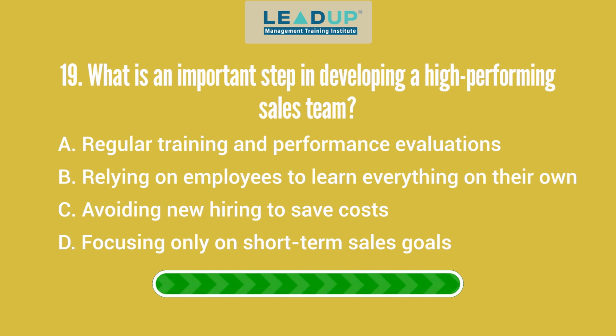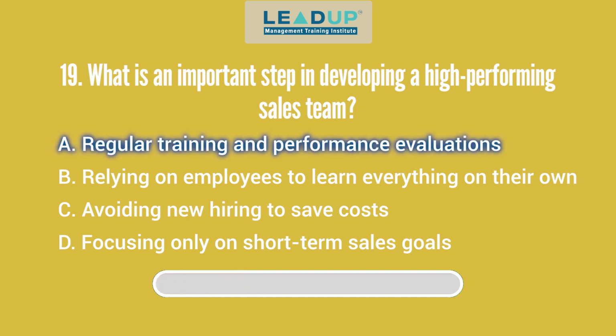Question 19. What is an important step in developing a high-performing sales team? A. Regular training and performance evaluations. B. Relying on employees to learn everything on their own. C. Avoiding new hiring to save costs. And D. Focusing only on short-term sales goals. Answer: regular training and performance evaluations.